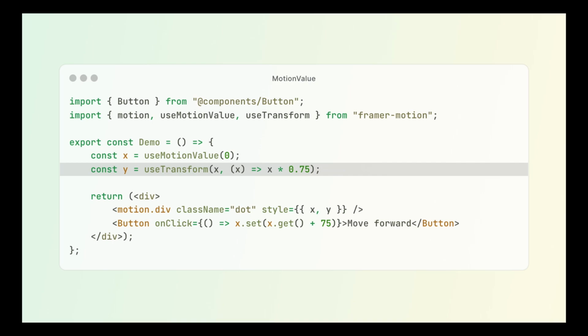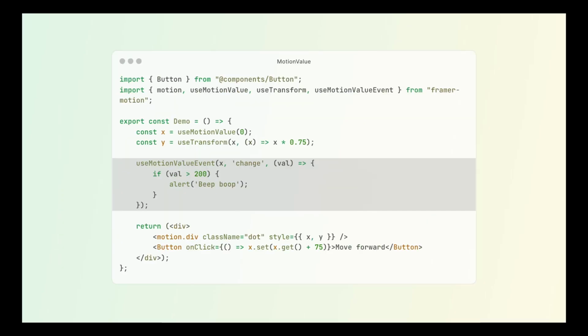You can derive motion values from other motion values. Those will be recalculated every time one of the original motion values changes. And of course, you can use a derived motion value just like any motion value in styles and in different, more advanced Framer Motion features.